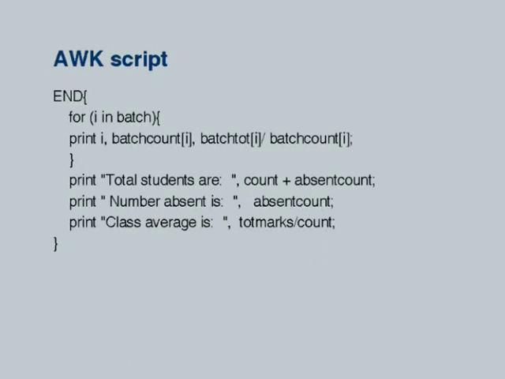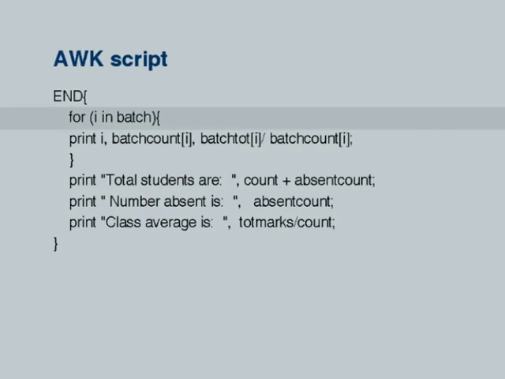Awk gives a special pattern called END. So, END is a pattern. END followed by an opening brace means when the end of file has been reached, then forget everything else, don't iterate anymore, come and do whatever is written here. Ordinarily, I may have a simple print statement here. But what am I doing here? For I in batch, print I, batch count, batch total.